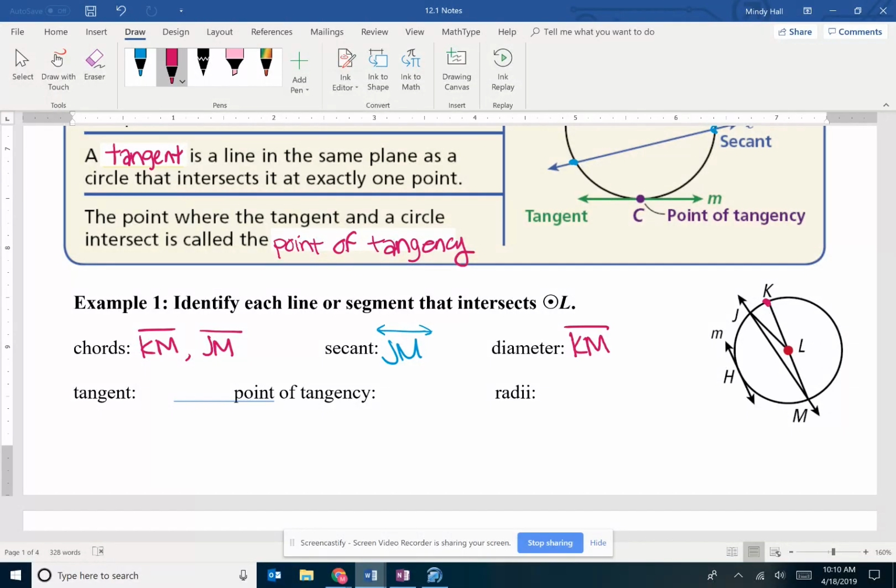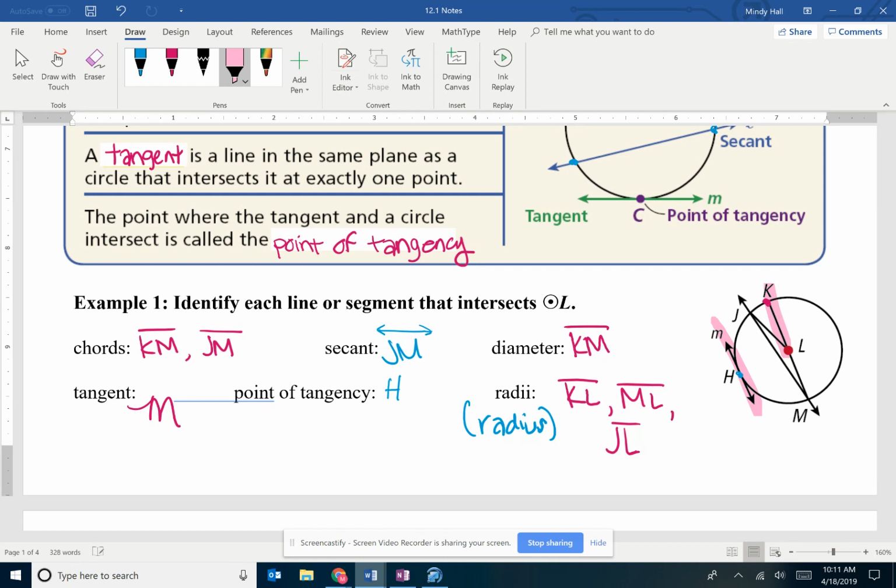With tangent, we have line M, which is this line right here. And sometimes with lines, we will identify it with just a cursive single letter, or sometimes you may have to use 2 letters to describe it, depending on what you're given. Our point of tangency is at H, even though I did not draw it, it is at letter H. And then radii is just the plural of radius. So if you look at this drawing, we have KL as a radius, ML as a radius, and JL. Okay, and again, radius just goes from the center of the circle out.